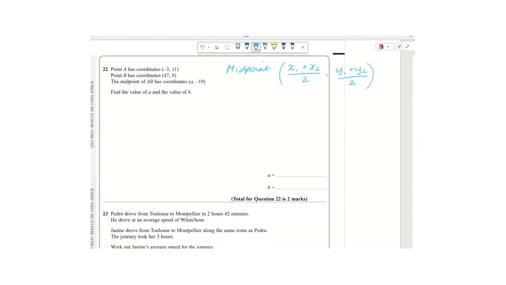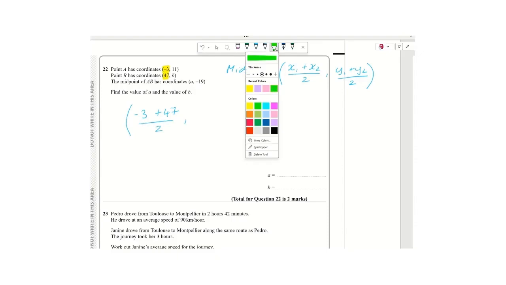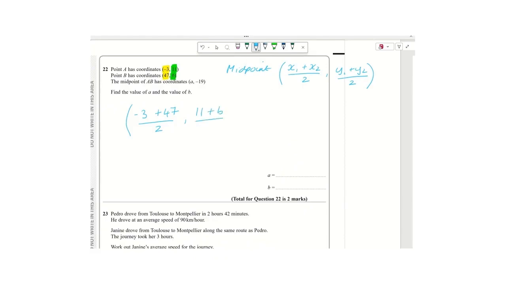So if we use that here, then our two x coordinates are -3 and 47. So we're going to do -3 plus 47 divided by 2. And then our two y coordinates are 11 and b. So we're going to do 11 plus b divided by 2. And we know that has to equal, they've told us the answer, a, -19.